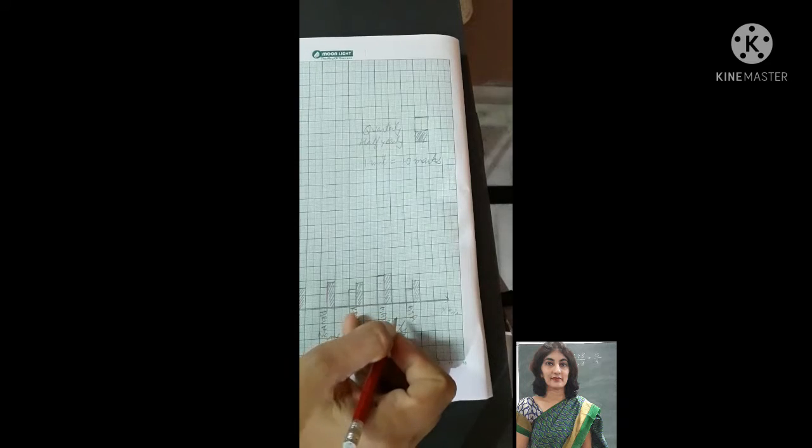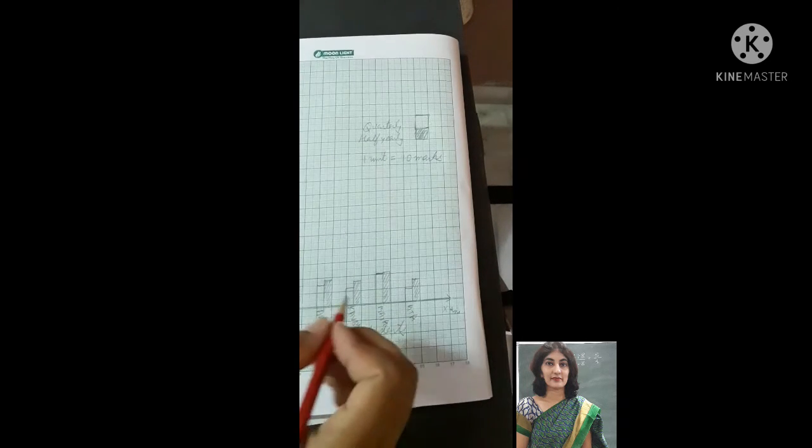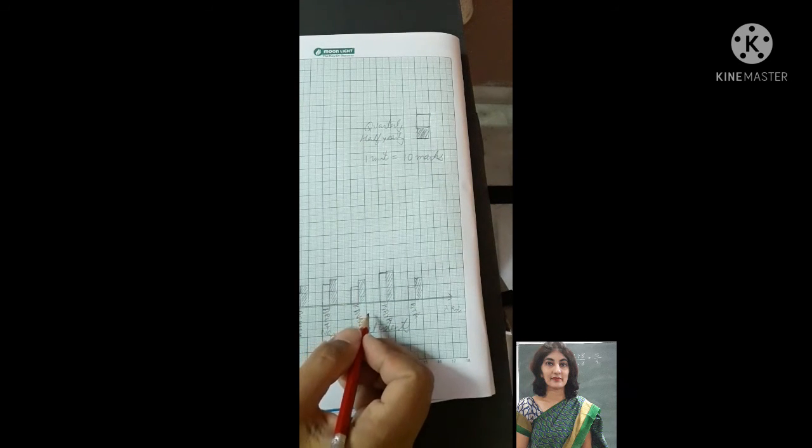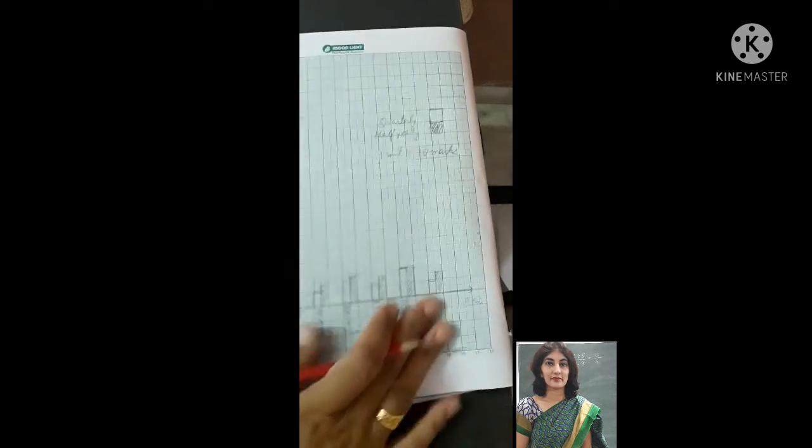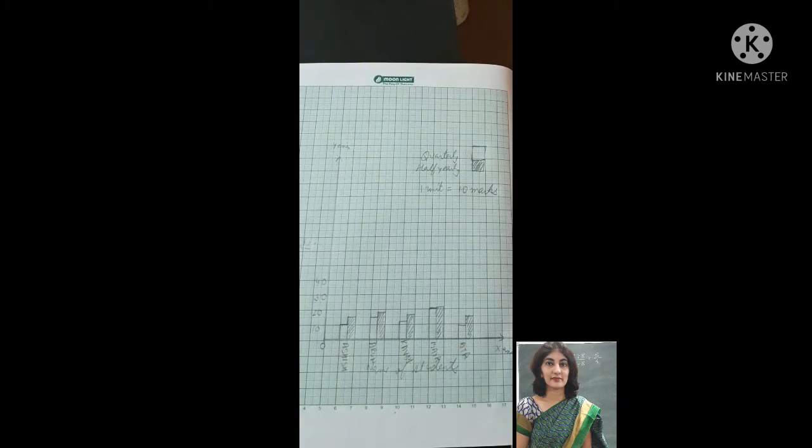So this way you can draw the bar graph, double bar graph, and do the comparison of the given data. You can see it.